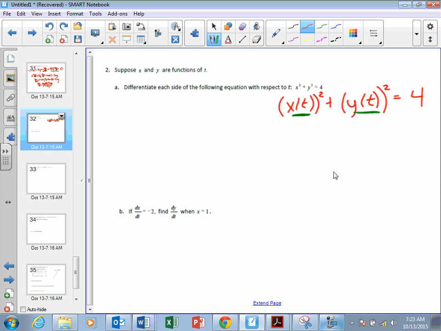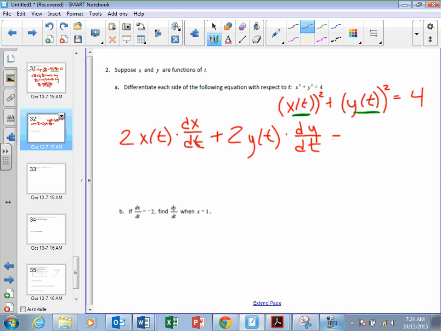So the derivative of the first one is 2x(t). That's the derivative of the outside, 2x(t) to the first. I plug back in the x(t) times dx/dt. And then I have a plus sign, and then the second one I'm going to have to take the derivative of the outside, so I bring down the 2, plug in the old inside, y(t), and then times dy/dt, and then on the opposite side equals 0.